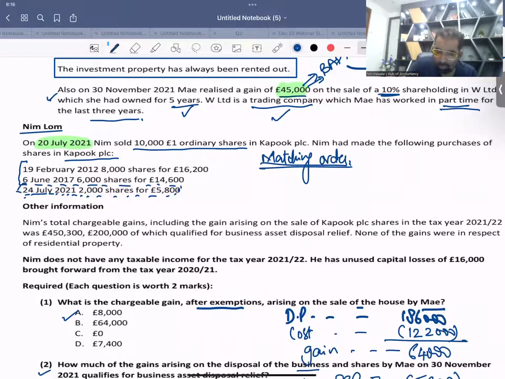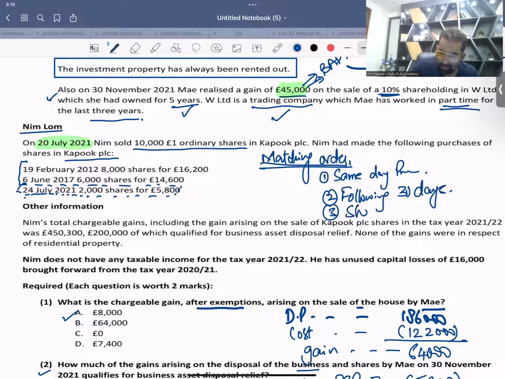Now wait. What were the matching order rules? There were three steps. Number one, same day purchase. Number two, following 30 days purchases. Number three, shares from the pool. Number one, same day purchase. There is no same day. Remember the disposal date is very, very important. On the disposal date, there is no buying, so the first step is irrelevant right now.